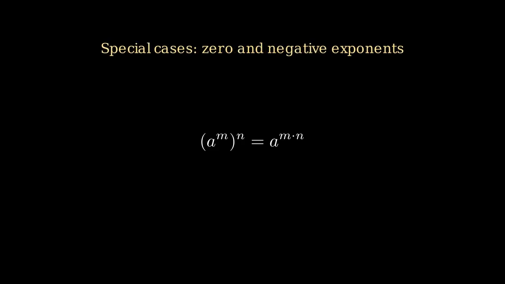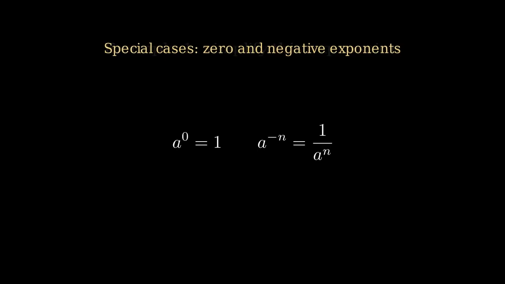And two more special cases, a to the 0 equals 1 and a to the minus n equals 1 over a to the n. Now let's use these rules.